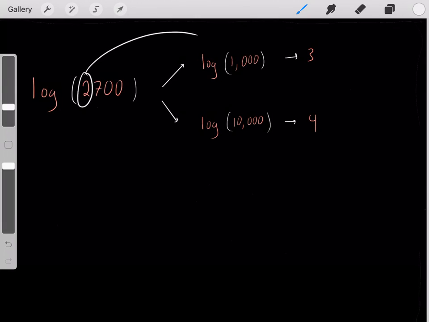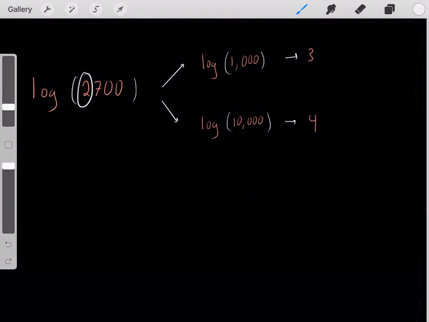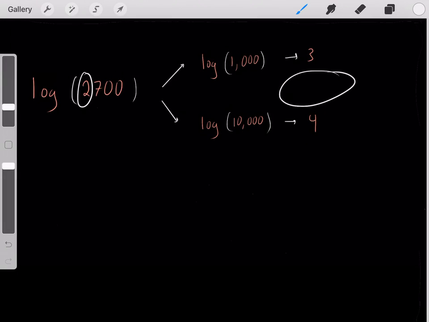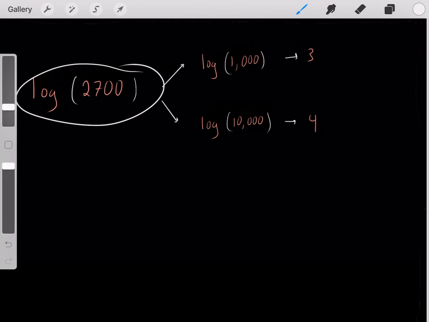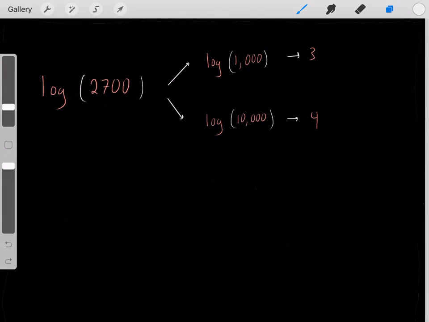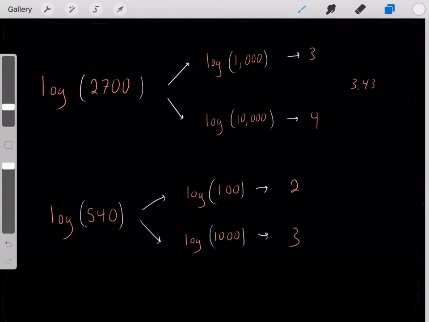Just focus on the first digit. Do one as a 1. Do another as a 10. And then solve these and know your answer will be in between. So the answer for this is in between these two extremes. So not so bad. Let's do another example.